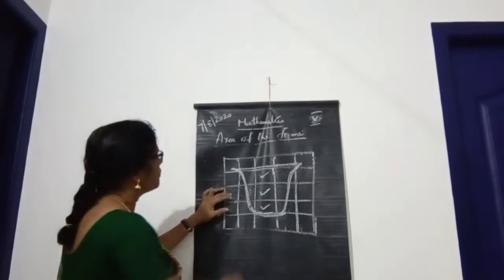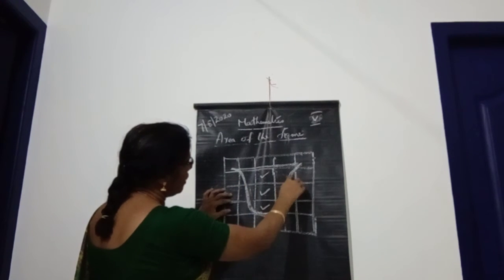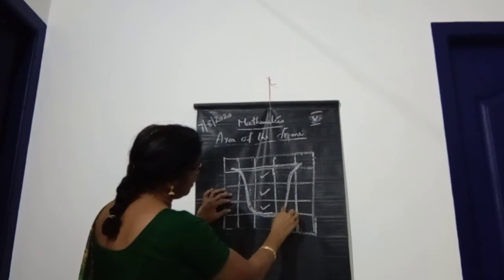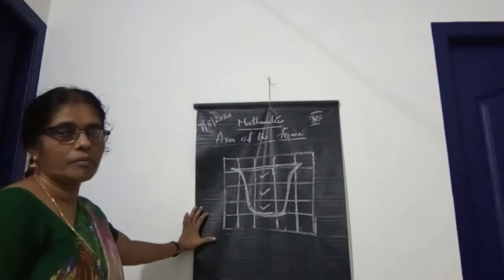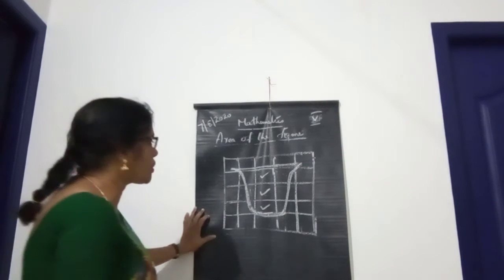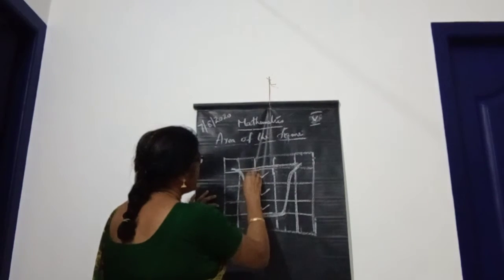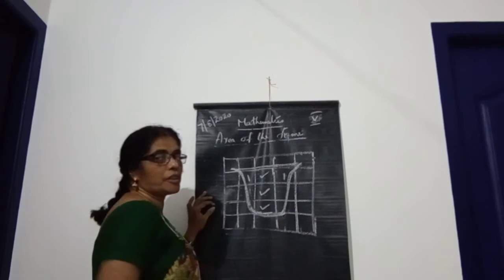And how many half squares? We can look here. This one is not half of the square. This one also not half. This one is not half. This one also. So no half squares, 0 half squares. Then how many more than half of the square? This one is more than half of the square. This one, look here, more than half of the square.